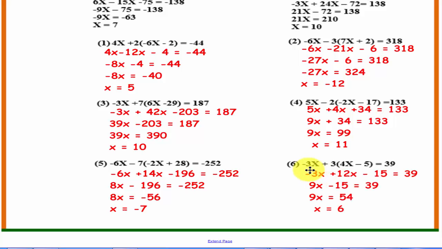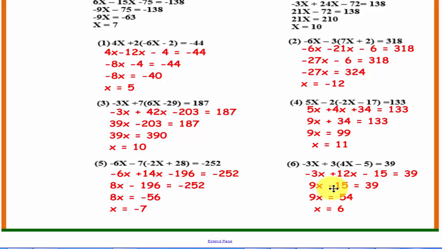Let's look at the last one. Here we have negative 3x plus 3 times the quantity 4x minus 5 equals 39. Negative 3x plus 3 times 4 is 12x. 3 times 5 is negative 15 equals 39. Then we have a negative 3x and a positive 12x. Add those two together, we have 9x minus 15 equals 39.